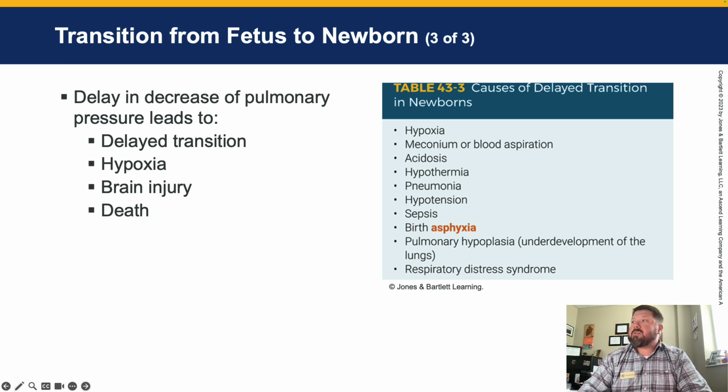There are other causes of delayed transition listed in Table 43-3: acidosis, hypothermia, pneumonia, hypotension, sepsis, asphyxia at birth, pulmonary hypoplasia, or underdevelopment of the lungs, or respiratory distress syndrome.